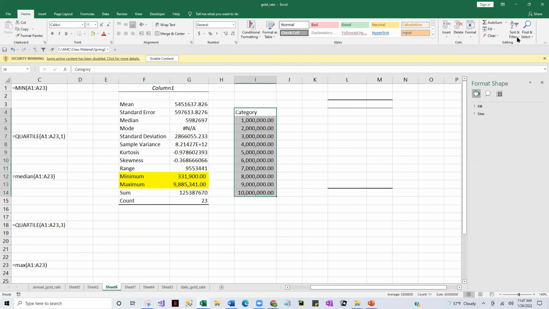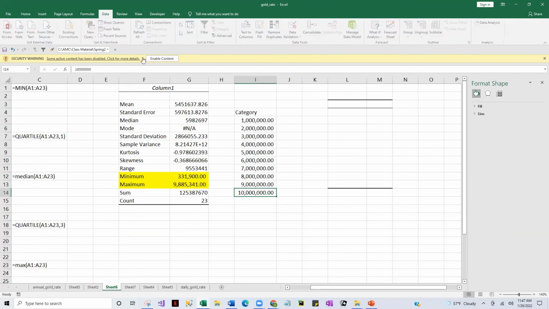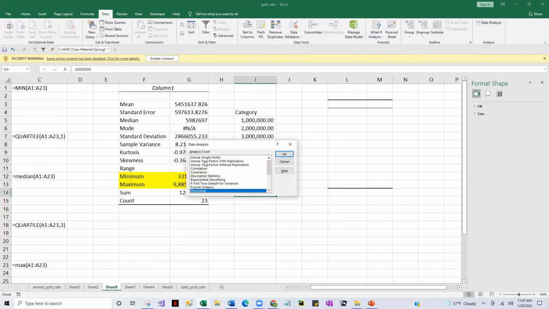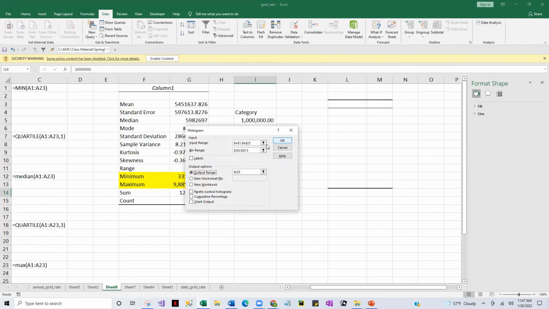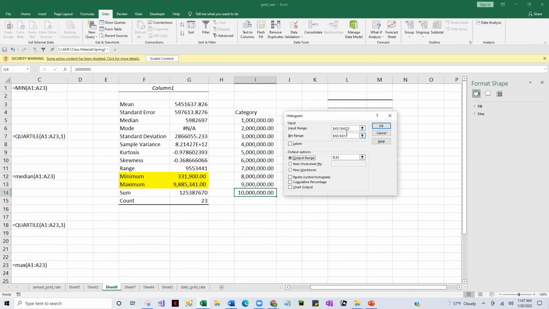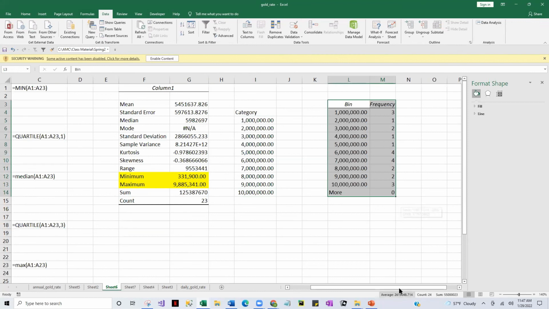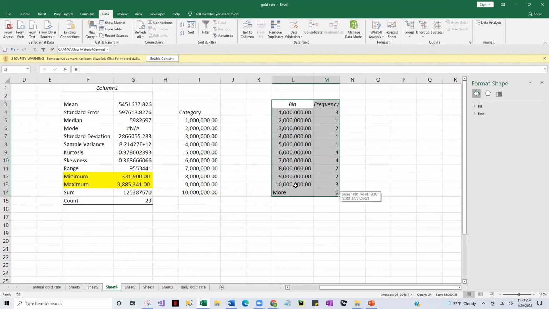Okay. Let's do this one more time because, as you mentioned, we don't have the 10 million category. So what I'm going to do is data analysis, the histogram, and it is going to be the same thing except for my category. I have one more row. So I'm going to change my category to add one more row. Here is your category. Now you don't have more because that 10 million was missing. That's why we had more. Now I'm going to do the histogram.